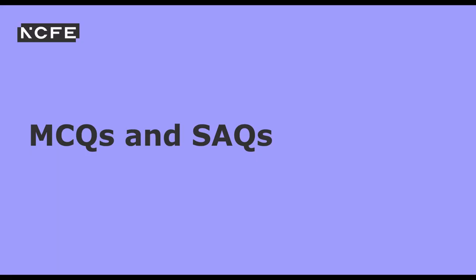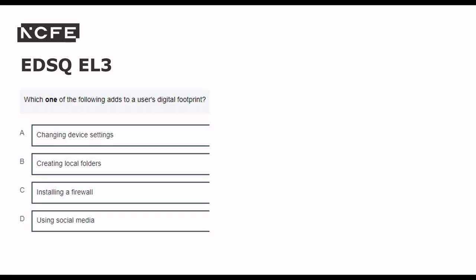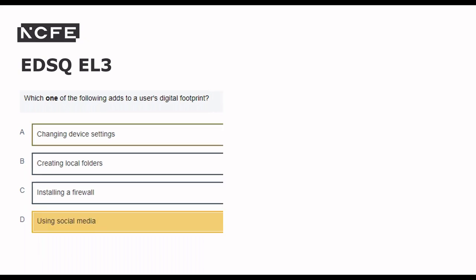Now we'll take a look at some of the multiple choice questions and short answer questions that we have available in the sample assessments. So, entry level 3 to start with, essential digital skills. Which one of the following adds to a user's digital footprint? We've got our choices here, and you can decide for yourself, and I'll reveal the answer. It would be using social media.